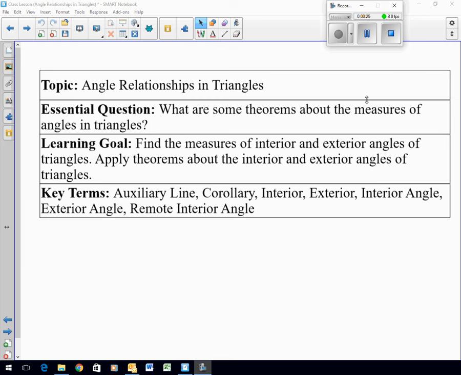Look at these key terms: auxiliary line, corollary, interior, exterior angle, remote interior angle.